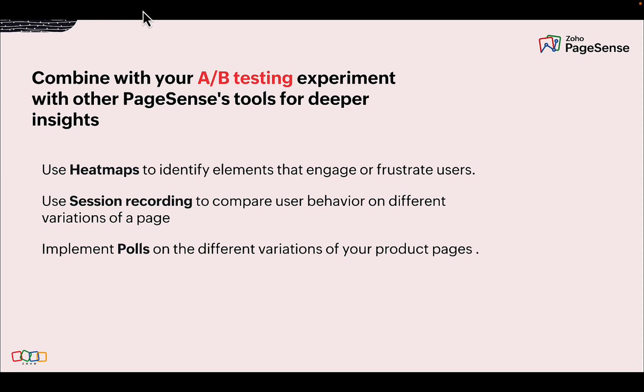You can use session recording to compare user behavior on different variations of a page, so you can see how users interact with each and determine which is more effective. You can also implement polls and pop-ups on different variations of your product pages to get in-the-moment feedback during an A/B test by using a pop-up form.